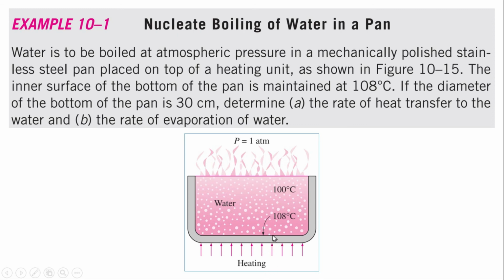As you can see in this diagram, the inner surface of the bottom of the pan is maintained at a temperature of 108 degrees centigrade, and the diameter of the pan is 30 centimeters. You have to determine the rate of heat transfer to the water and the rate of evaporation of the water. The difference between the surface temperature of 108 and the saturation temperature of 100 gives a delta T excess value of 8 degrees centigrade.